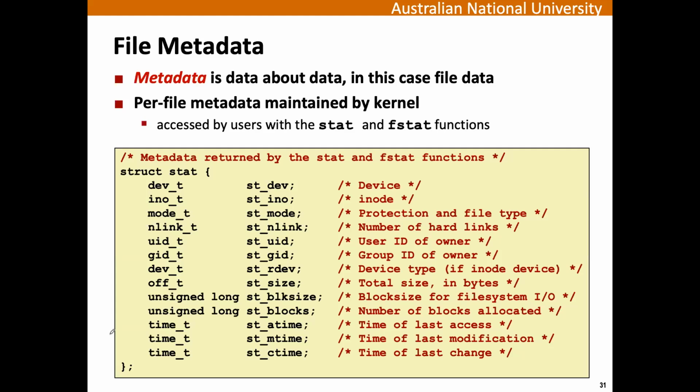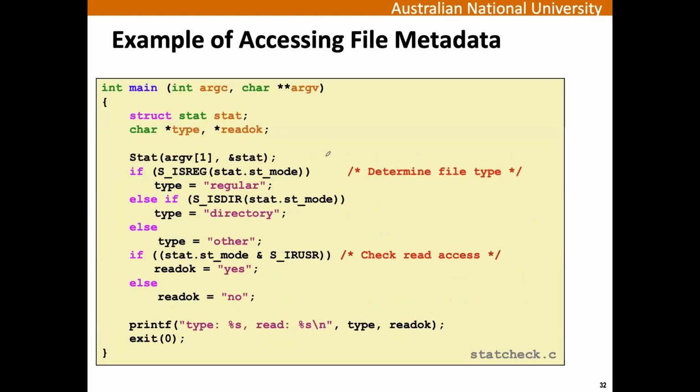So there's a lot of metadata associated with a file that the kernel maintains. And you can use the stat and fstat functions to learn something about the file. Understanding the entire structure is a subject of operating systems, but in a struct stat, there's all this information about the file, user, owner, time of last access, number of blocks, total size, device type, and all that. And you can use these functions.